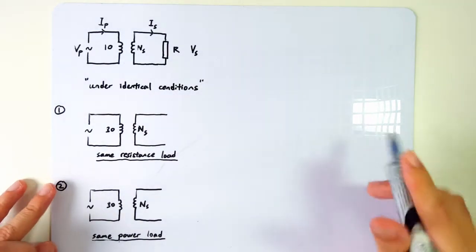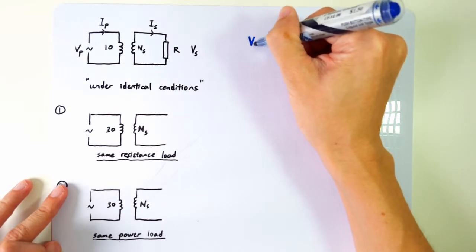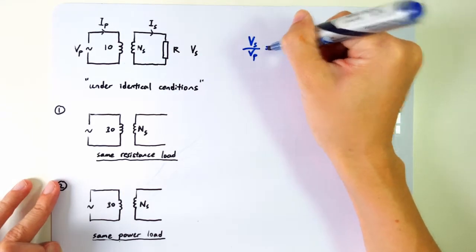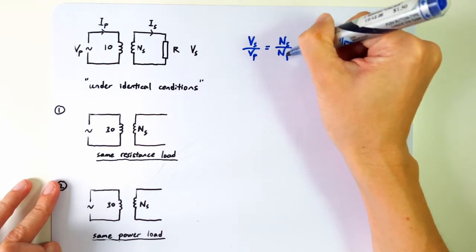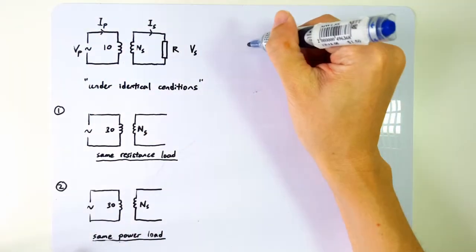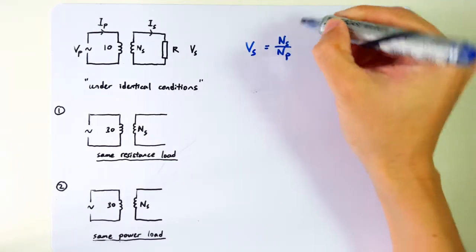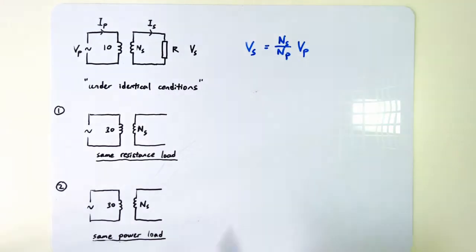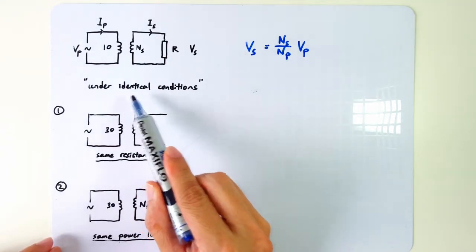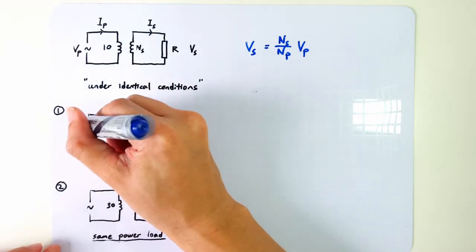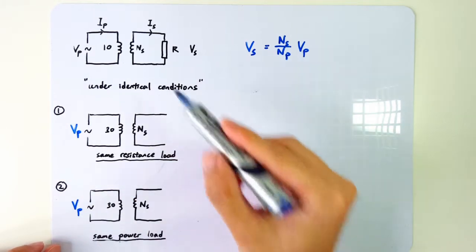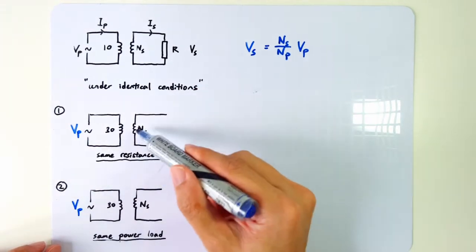First of all, we know that the ratio of the secondary to primary voltages is related to the turn ratio. Or maybe a better way to write this is to write the secondary voltage as equal to the turn ratio times the primary voltage. Now, since the question says that the transformer is operating under identical conditions, that must mean that we do not change the primary supply, and obviously we also do not change the number of turns in the secondary coil.